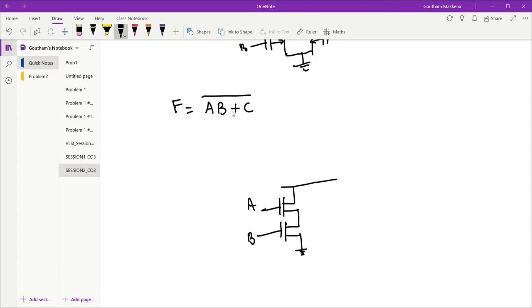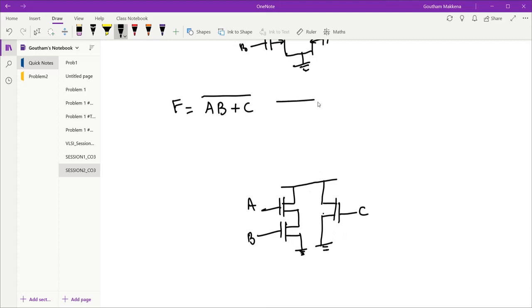So this AB is ORed with C, and so this is AB. Now it is ORed with C. OR operation in NMOS is nothing but parallel. So this AB is now parallel with C. So that finishes my pull down network.